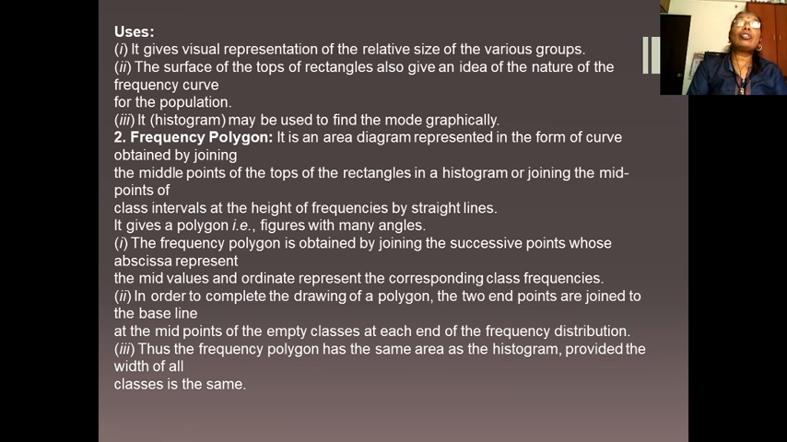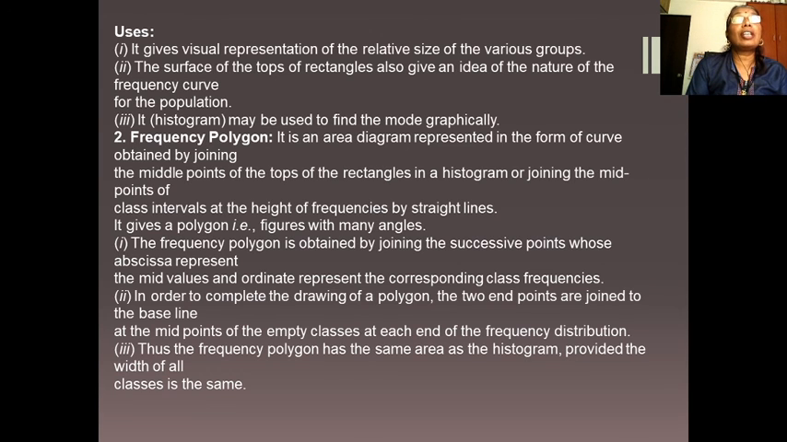Uses: first, it gives a visual representation of the relative size of the various groups. Second, the surface of the tops of the rectangles also gives an idea of the nature of the frequency curve for the population. Third, it may be used to find the mode graphically.